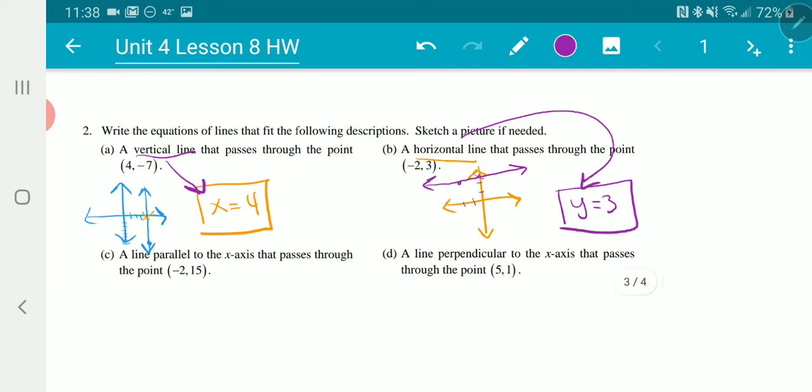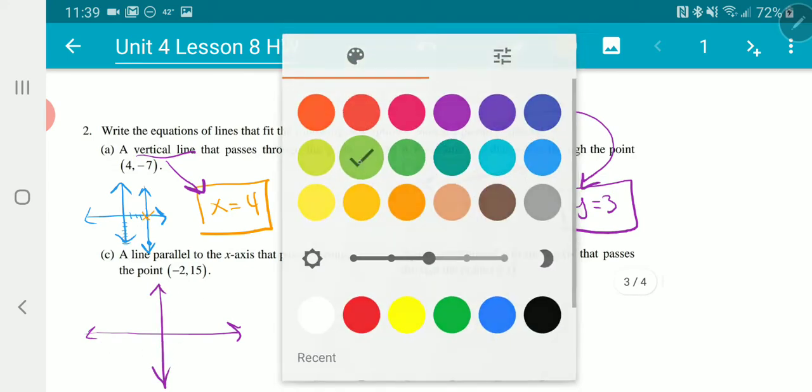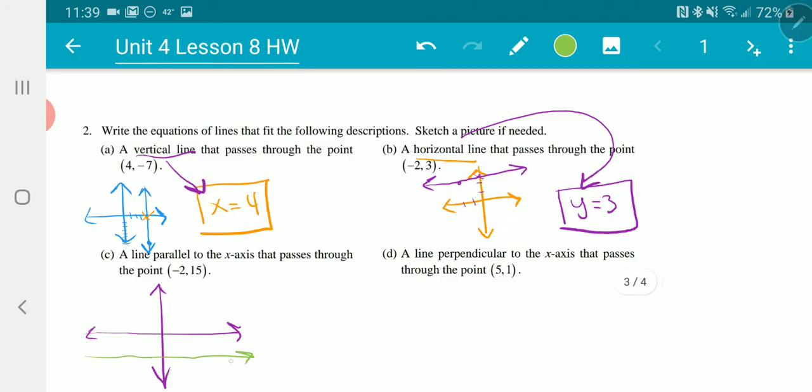In the next one, letter C, it says a line that's parallel to the x-axis and passes through the point -2, 15. So if I'm parallel to the x-axis, okay, my x-axis goes here. Parallel means you're never going to cross. So if I'm parallel to my x-axis, that means I've got to be running even with it, where here's my x-axis here. This is my line. They're never going to cross, right? Same distance between them all the way. So it's never going to cross. So it's a horizontal line.